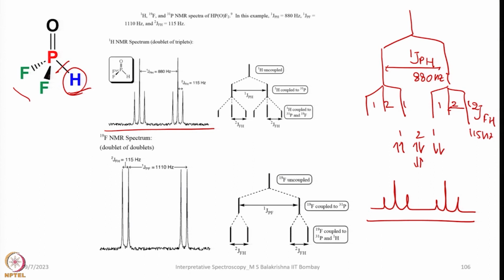19F, if you see, these two fluorines are equivalent, so they will show one chemical shift. First, they will be coupled with phosphorus to show a doublet, and each line in the doublet will be further split into a doublet because of 2J PH coupling. As a result, what we get is a doublet of doublet, and this 1J PF value is given. 1J PF is 1110 hertz, and this is the FH coupling, about 115 hertz. So, this is again a doublet of doublet.